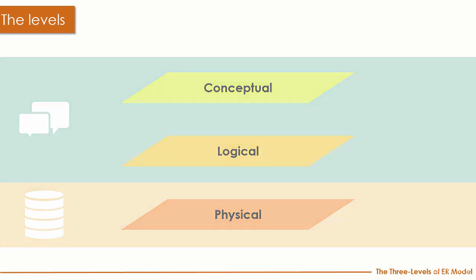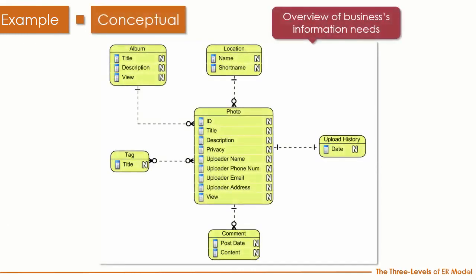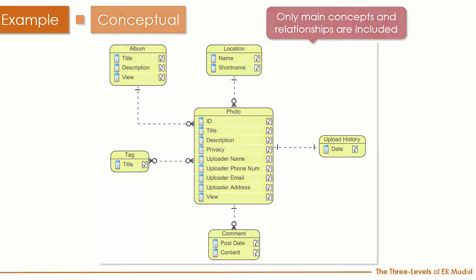Let's just walk through what they are. The conceptual model. This is a very simple conceptual model of our example, the photo album software. It gives an overview of the business information needed. So we have a photo. We need to store the location. We store it in the album. And you can see one album has multiple photos, etc. And it only stores the main concepts.